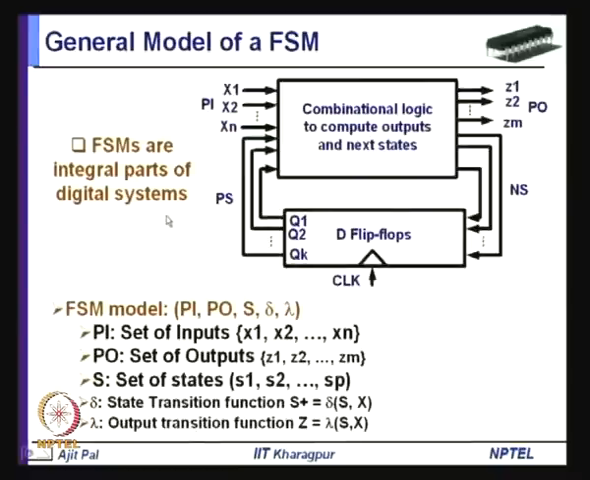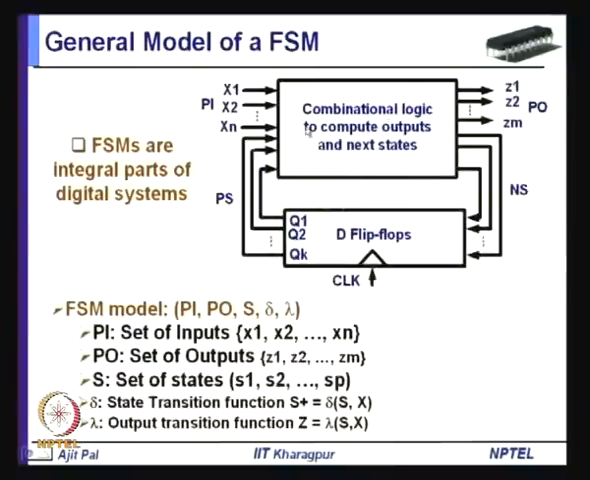As you know, finite state machines are an integral part of digital systems. Whenever you go for synthesizing a digital system, it has two parts, data path and control path, and essentially the control path is implemented with finite state machine. On the other hand, data path comprises ALU, registers, memory bank and so on, and control path is usually implemented by finite state machines.